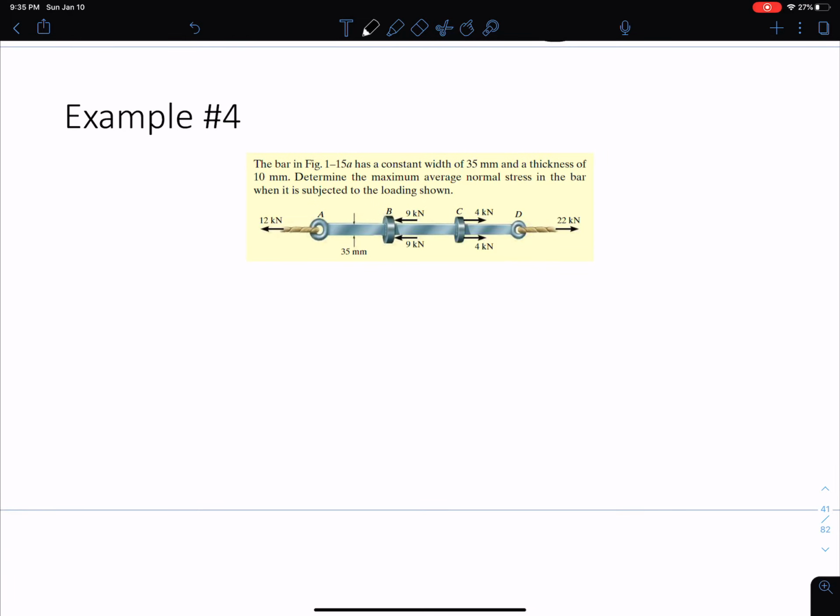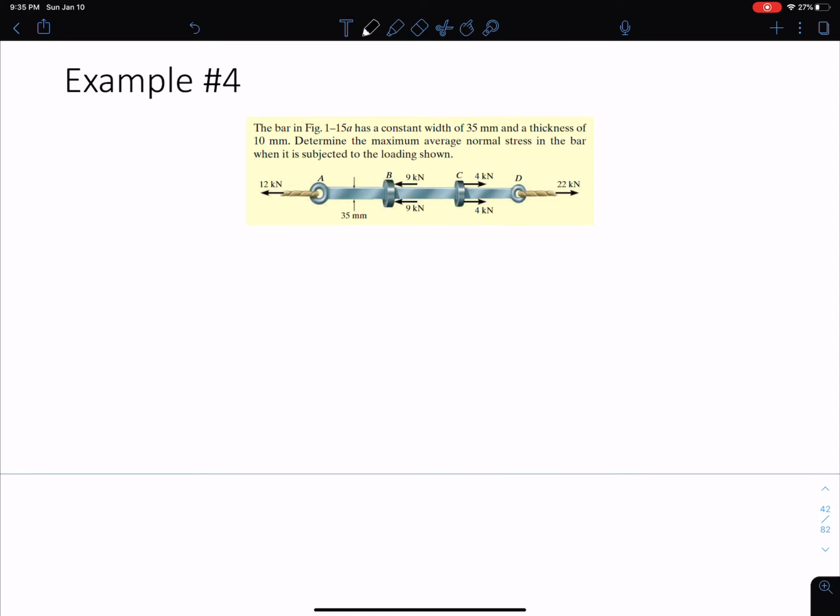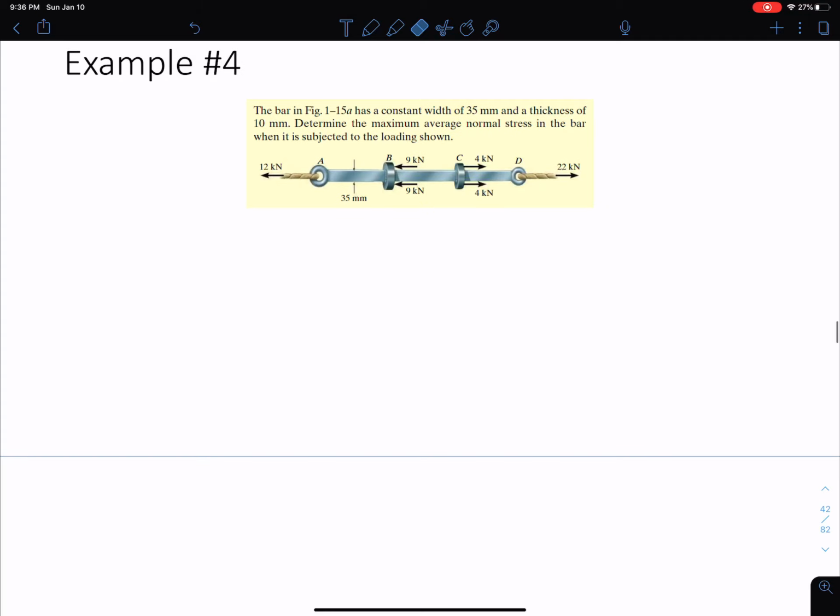Now, let's go ahead and try example 4. So we have a bar here, and this bar is axially loaded because it's only loaded in one direction, and that direction of loading is parallel or collinear with the longitudinal axis of the member. So that is a check mark. This is an axially loaded member. And we're given the width of the member, the thickness of the member, and we want to know what the maximum average normal stress in the bar is when it's subjected to the loading shown here.